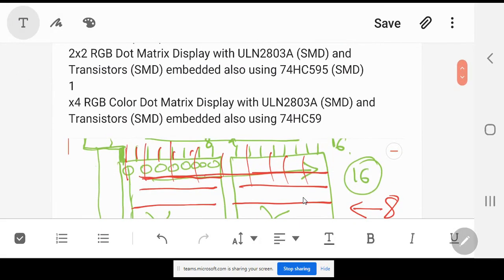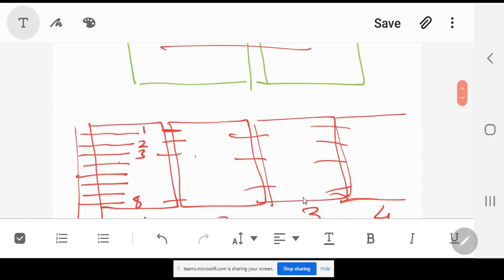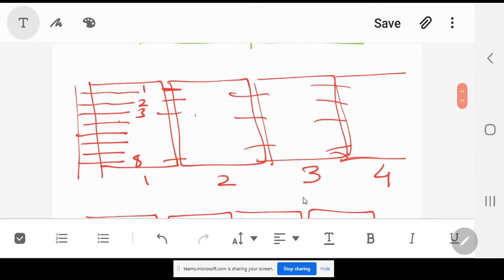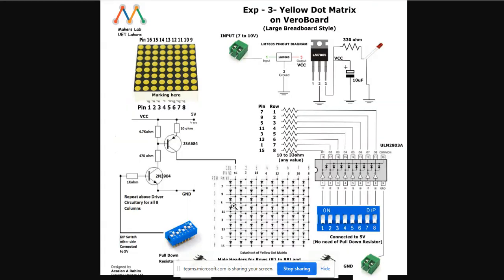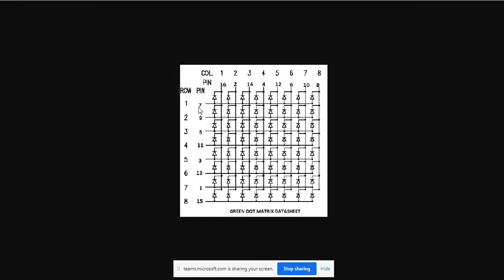Now, if you see over here, this was a 1 cross 4 dot matrix, and I told you whether it is yellow or green is totally dependent upon the data sheet. If you are talking about a yellow one, supposedly this is the green color dot matrix and this is the yellow color dot matrix circuit diagram. These are column arranged. If you are talking about the green one, they are row arranged. That's why I've given it green over here, so it's different over there.